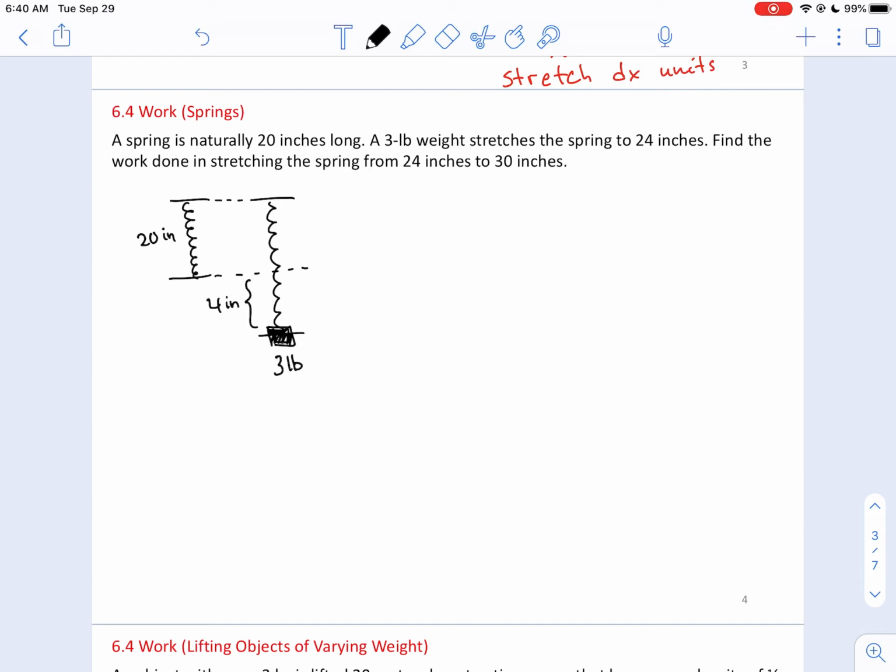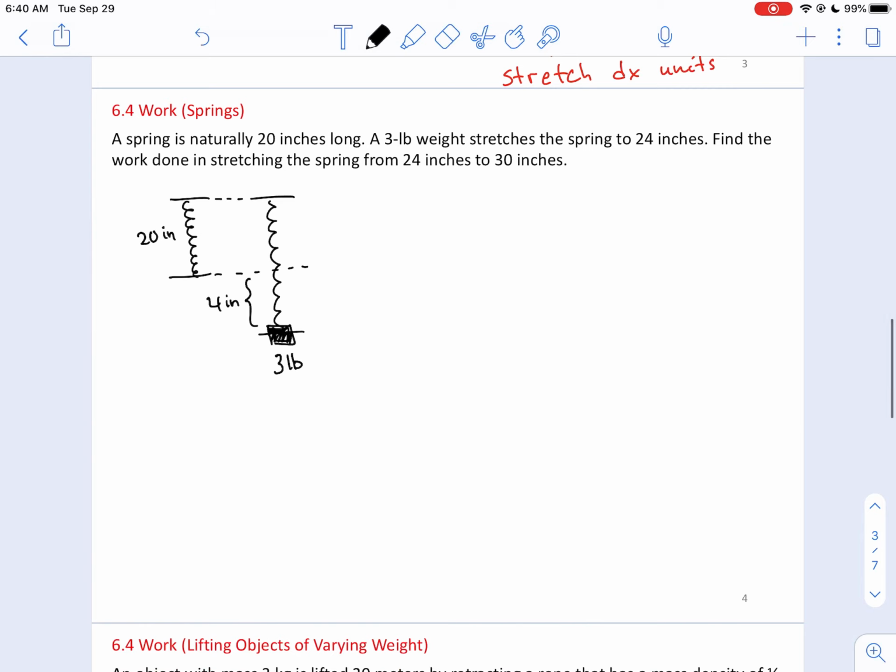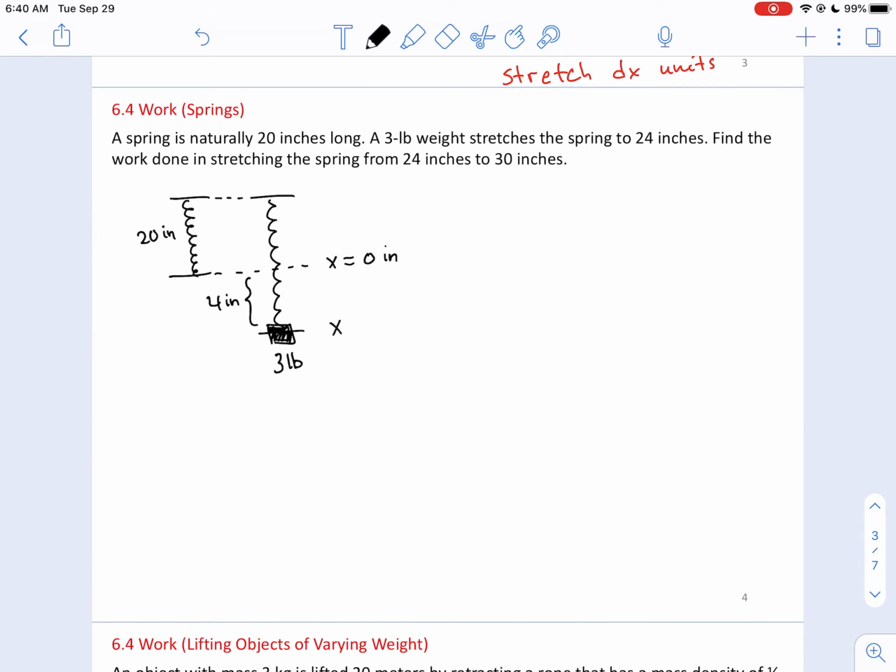So we know that. Now, x is how far beyond natural length the spring has been stretched. So natural length would correspond to a position of x equals 0. And then if we go to 4 inches beyond natural length, then x is increased from 0 to 4 inches. Now we want to figure out the work done to stretch the spring even further, to go from 24 to 30 inches. Given the spring, we have enough information now to determine what the value of k is in our Hooke's law.